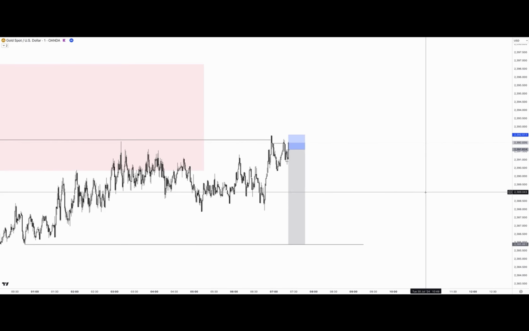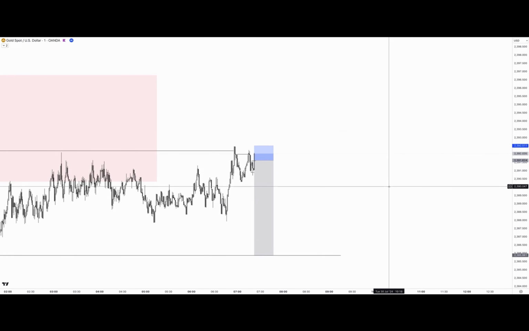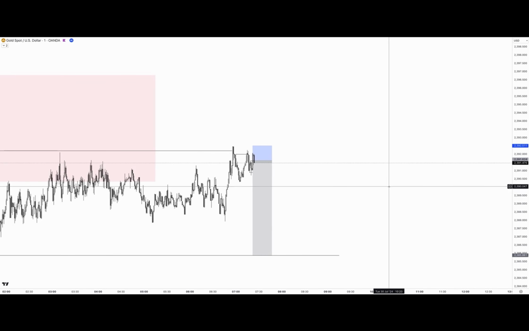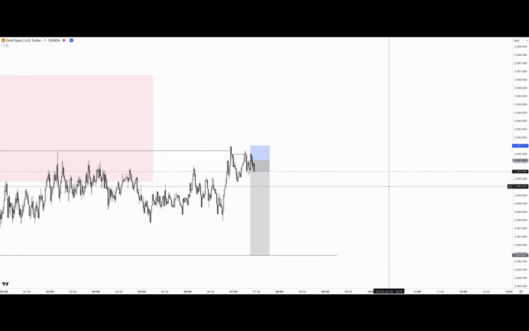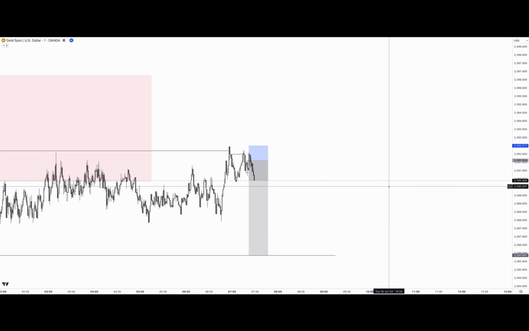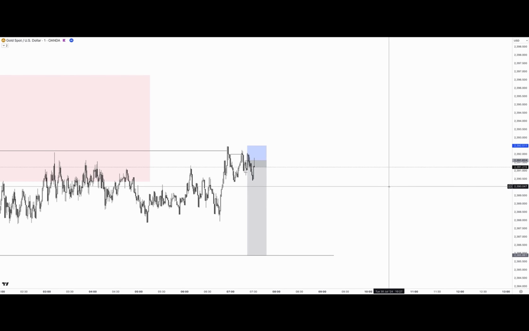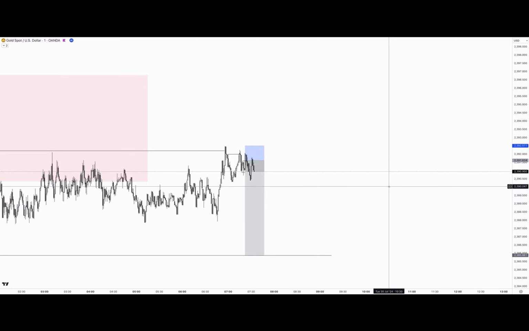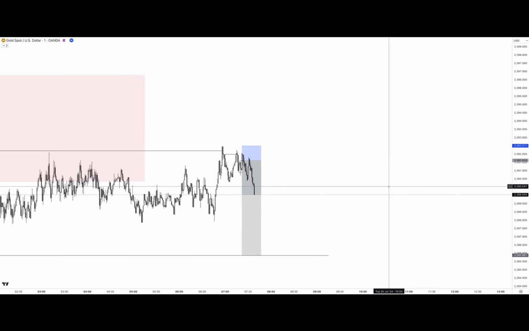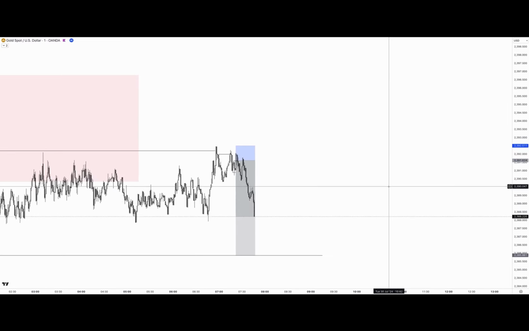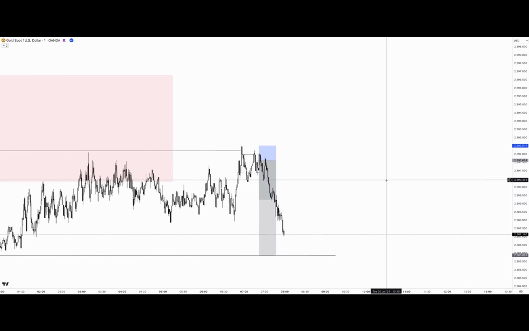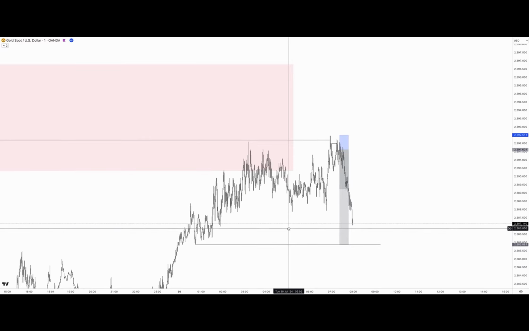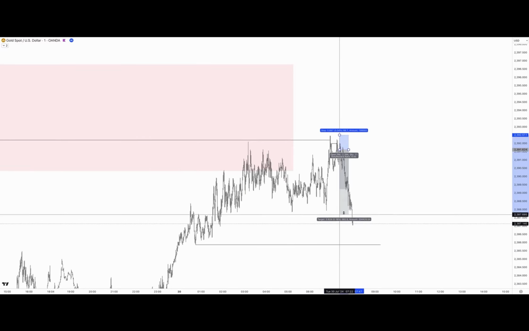Okay, market moves lower, comes right here, and then goes back right here and just starts selling off. Okay, market finally comes for all that liquidity. If you want to, you could be taking some partials around here.